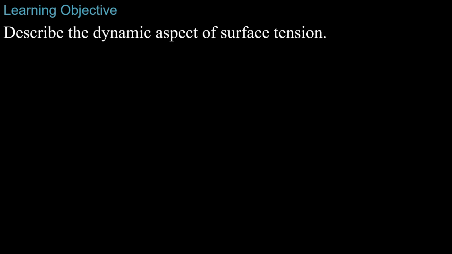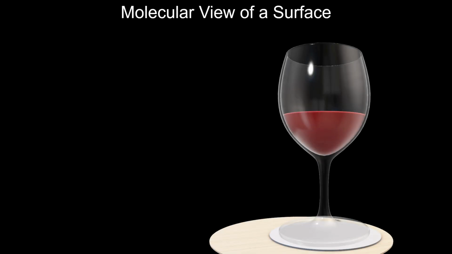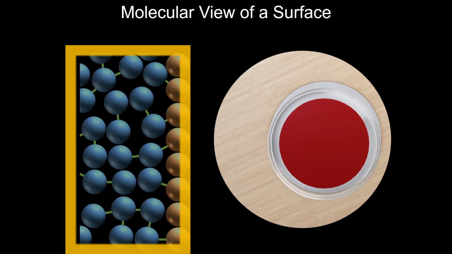Here's a description and explanation. The attractions between surface molecules are constantly changing because their separations are constantly changing, because they are constantly moving. This can be illustrated with a molecular view of a surface. A glass of wine has a surface. Here's a top view of that surface. Imagine a small area of that surface gets expanded into a molecular view.